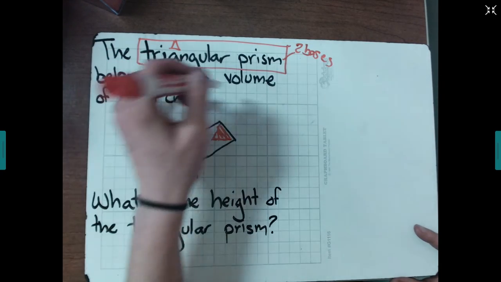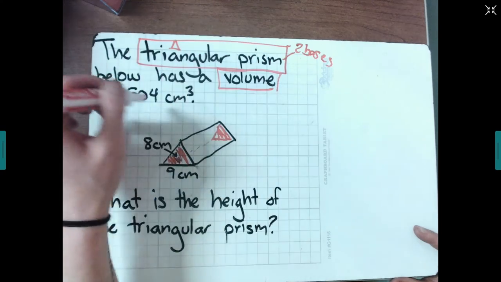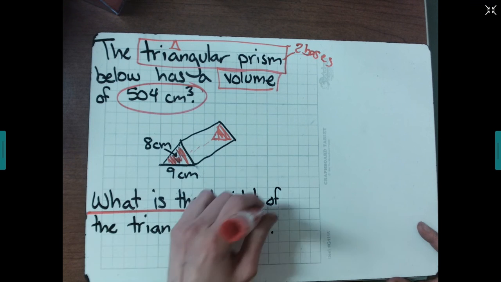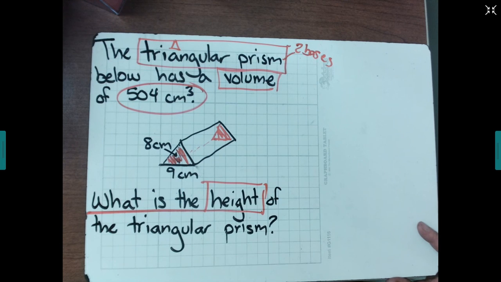Okay, it has a volume of 504 cubic centimeters. I already know the volume. I'm not solving for the volume. Well, what am I solving for then? Let's find out. What is the height of the prism?